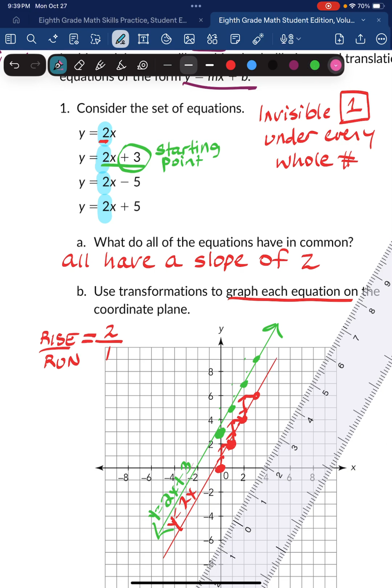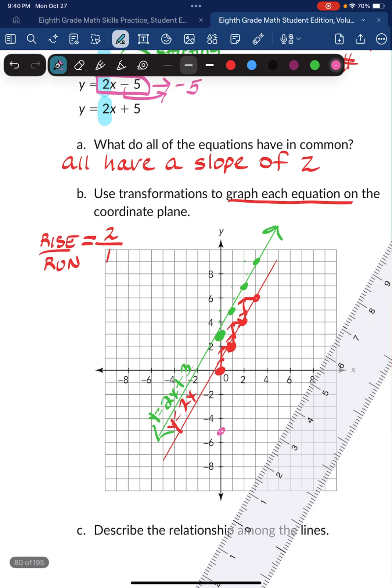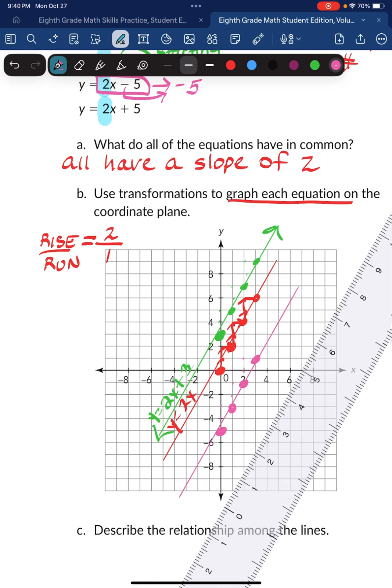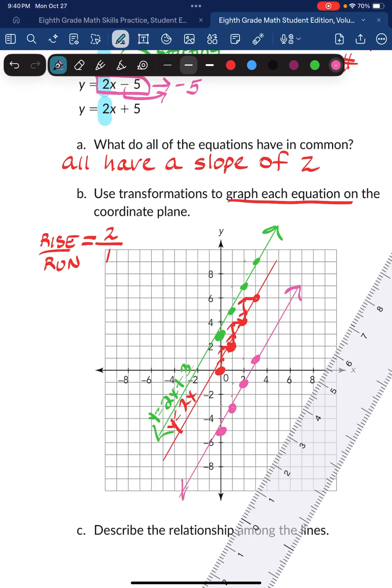Okay, now what about this one? Starting point. Remember to pay attention to that sign. So -5 will be our starting point. But then I'm still going to rise 2, run 1. Rise 2, run 1. Rise 2, run 1. Okay, put them all together. And that is my y equals 2x minus 5.